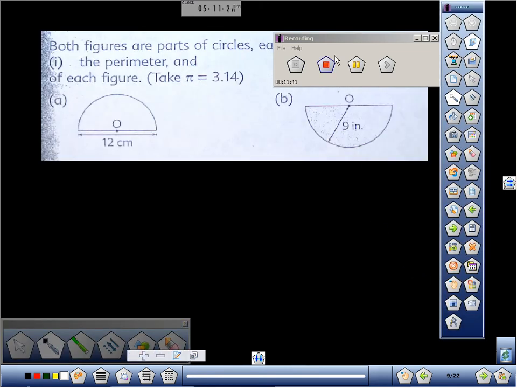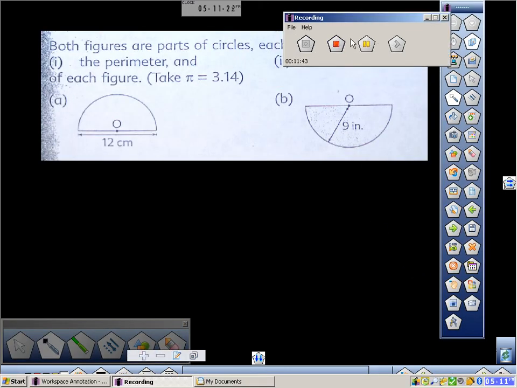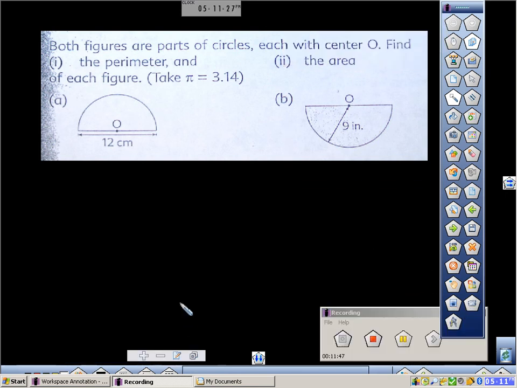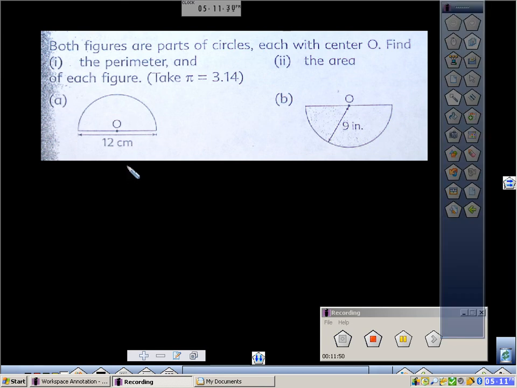Now, this is the last one we're going to do. Clear some space out here. Both figures are parts of a circle, each with center O. Find the perimeter and the area of each circle. Okay, so we find the perimeter. That's like finding the circumference, except that we got to find this part and this part. So, wow, that's going to make this video pretty long.